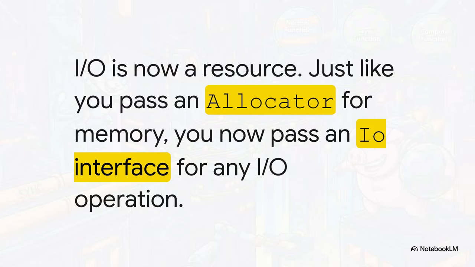This is the fundamental shift, the big aha moment. Instead of relying on compiler magic, Zig's new philosophy is that I/O is just another resource, like memory. You're probably familiar with this. In Zig, if a function needs to allocate memory, you have to pass it an allocator. Well, the new idea is exactly the same. If a function needs to perform I/O, you just pass it an Io interface. It's a pattern that's already second nature to Zig developers.